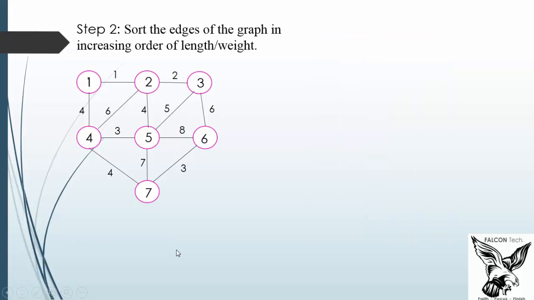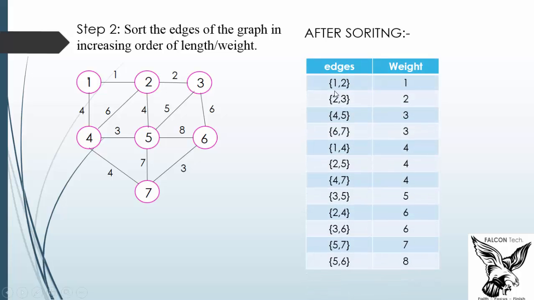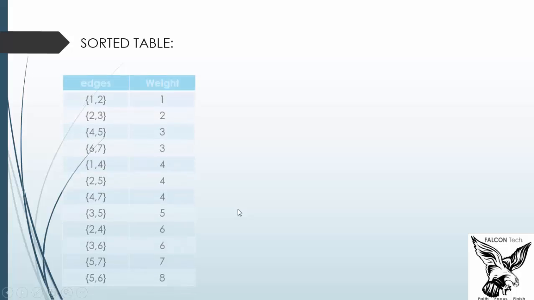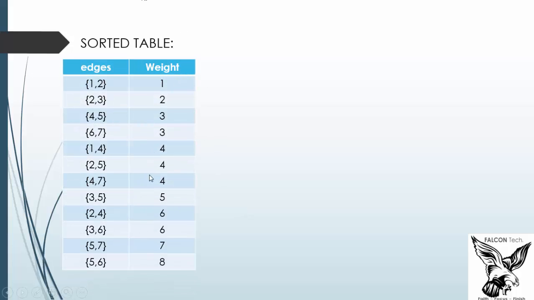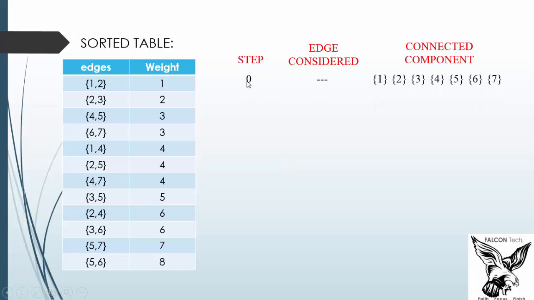Now step 2, sort the edges of the graph in increasing order of length or weight. So after sorting, the table will look like this. See here all the weights are in increasing order. So our sorted table is this. At first write down these 3 table contents. Step 0, all the components will be written and they are not connected.